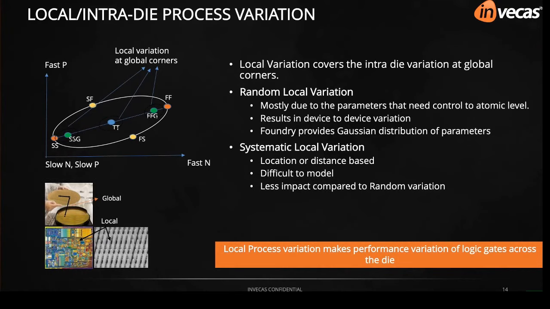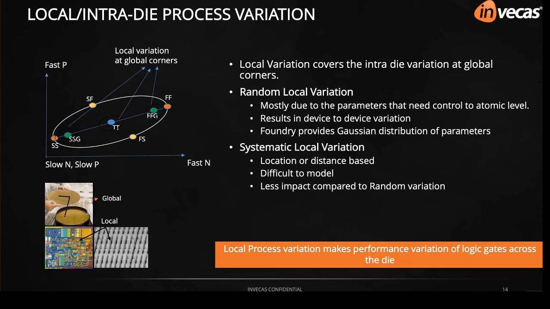Till now we have spoken about global variations, where the same logic gate differences are seen across the dies. But now we are going to talk about change in the behavior of the logic gates which are placed in the same die at different locations. Local variations are mainly divided into two types. One is random local variations and the second one is systematic local variations. Random local variations are mainly due to parameters which need to be controlled at atomic level. So it's very difficult to control these variations.